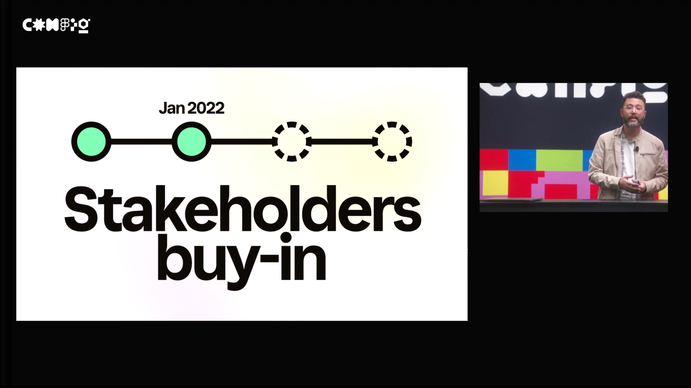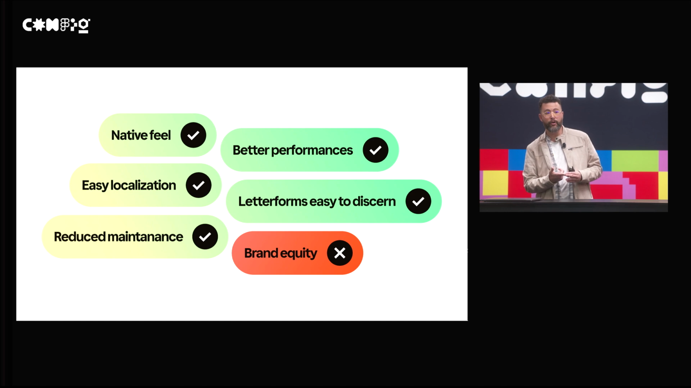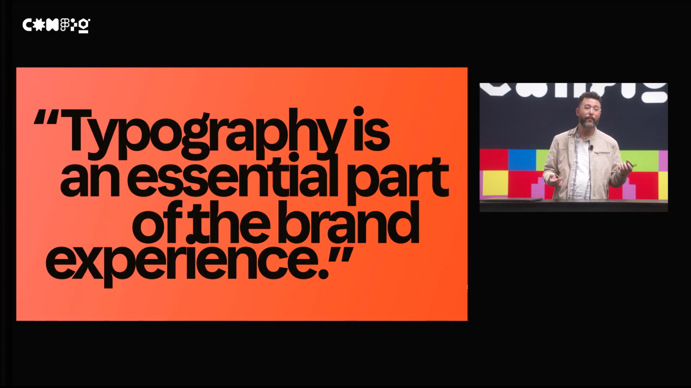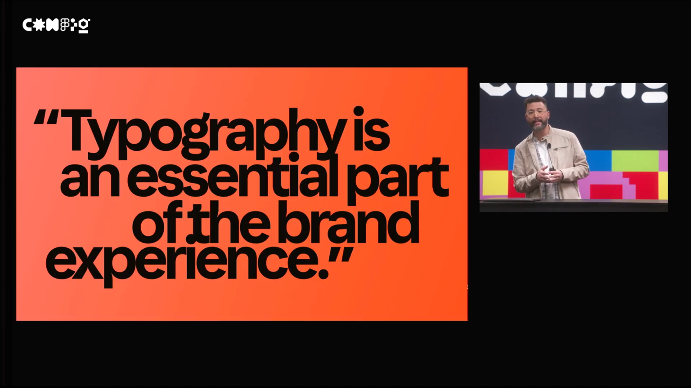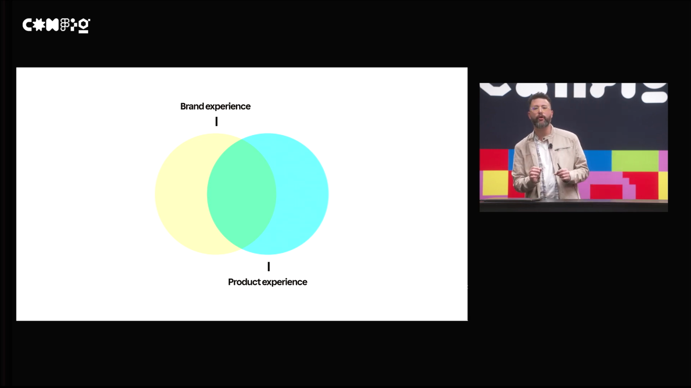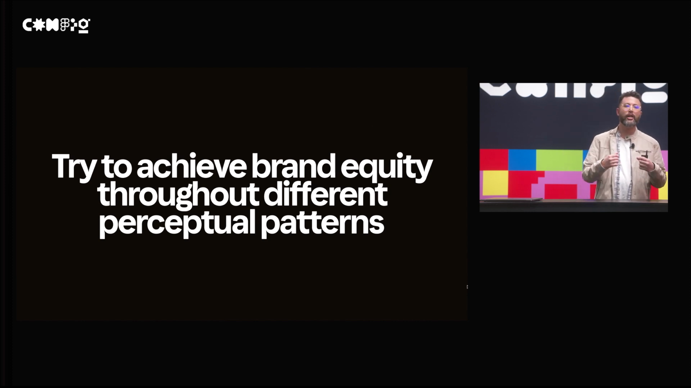So it was time to get some stakeholders buy-in. And no matter how many advantages we could collect, the app felt more native, the letterforms were easy to discern, we even managed to improve the performance in the app, there was one huge disadvantage, and it was brand equity. As you know, typography is an essential part of the brand experience, but it's not a surprise that the brand experience and the product experience sometimes don't fully overlap because of the hardware, because of the software, because of anything.